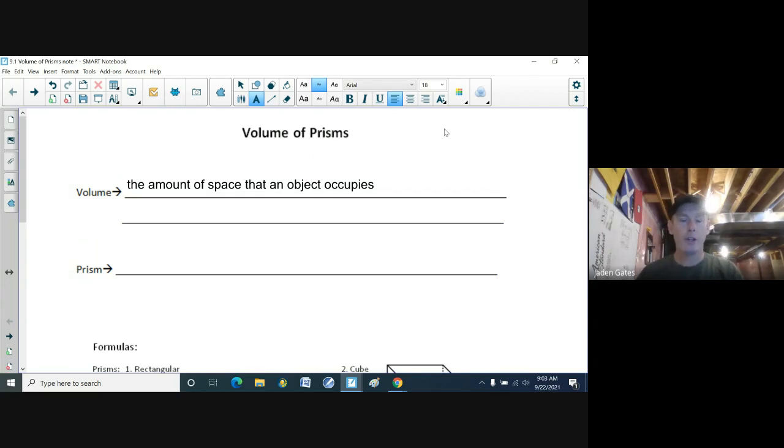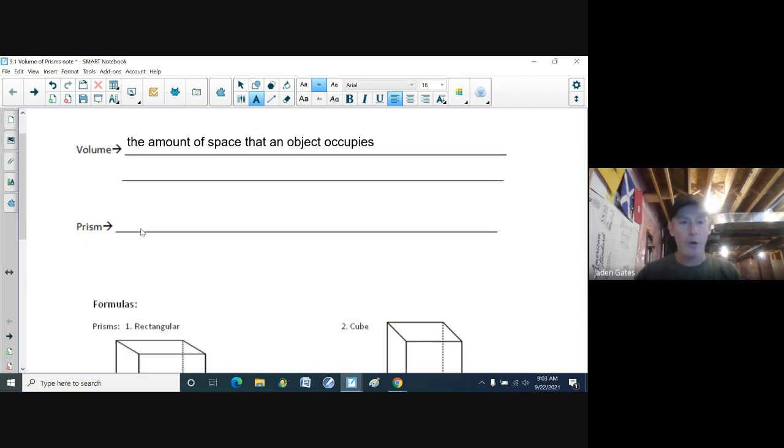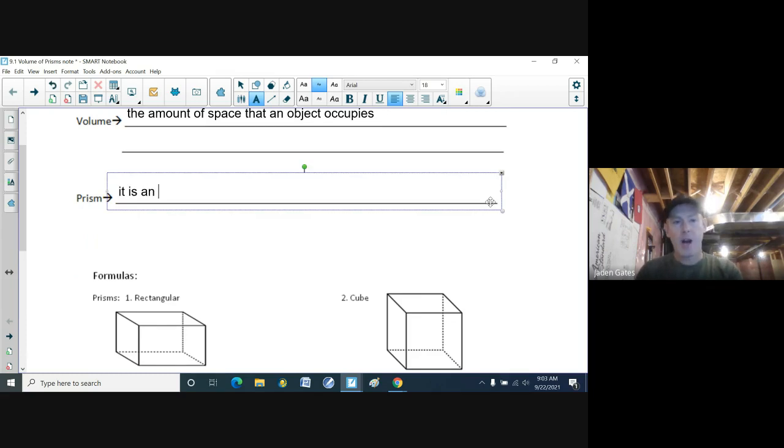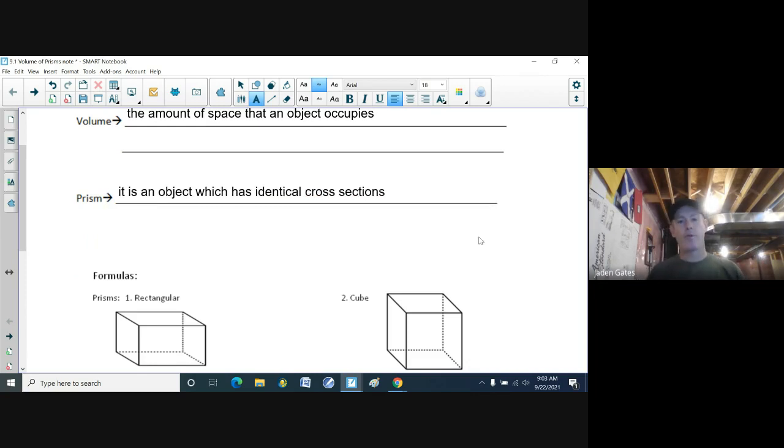All right, now we are going to look at a couple of different shapes, but the volume of prisms is our first shape, and prisms can come in different forms. What a prism is all about is that it is an object which has identical, so they're all the same, cross sections. In terms of what a cross section is, it's like a perfect loaf of bread, and each slice would be a cross section.